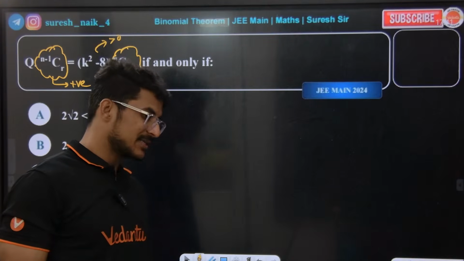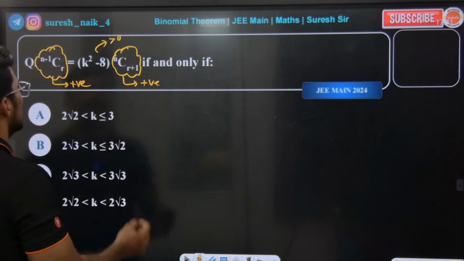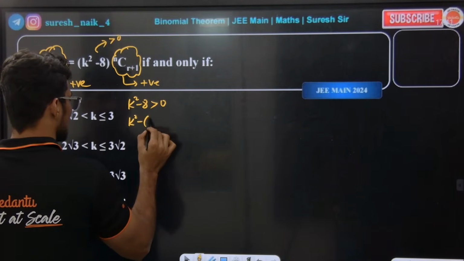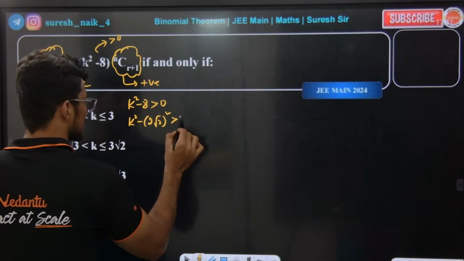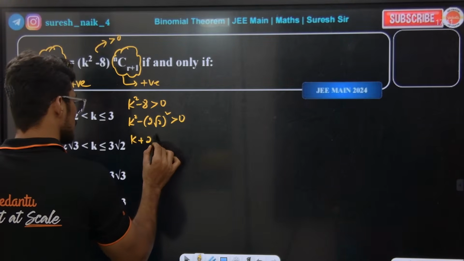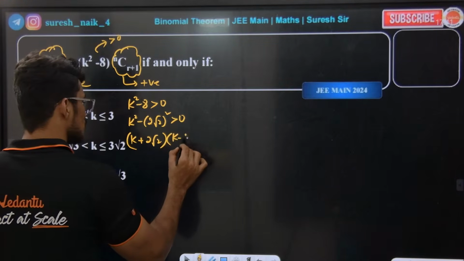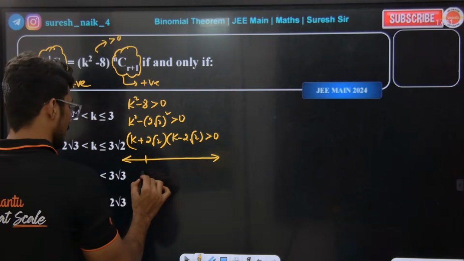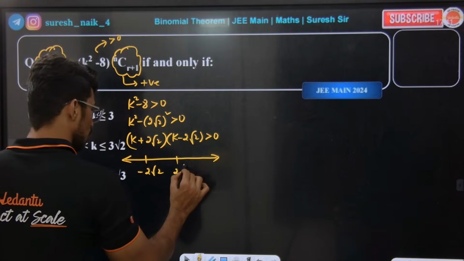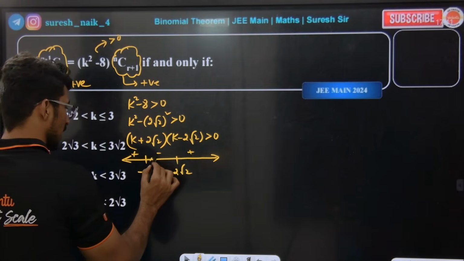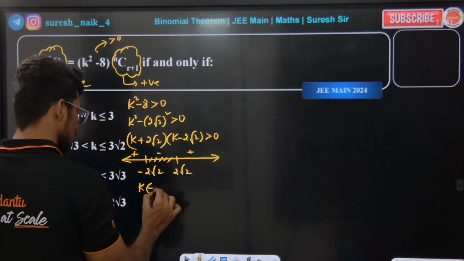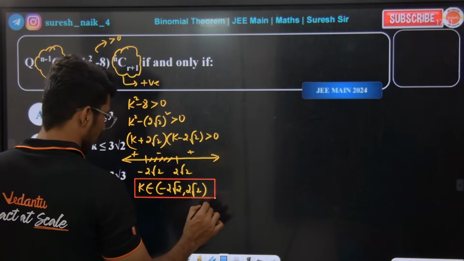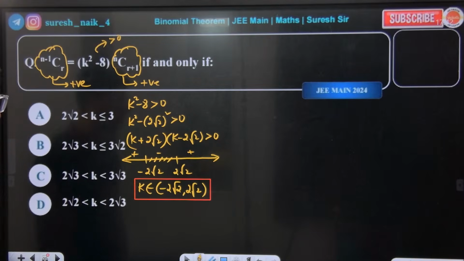And K square minus 8 should be positive, 100% correct. So K square minus 8 should definitely be positive. Can I write this as K square minus (2 root 2) whole square greater than 0? So (K plus 2 root 2) into (K minus 2 root 2) is greater than 0, sir. I am applying the wavy curve method. Applying it, minus 2 root 2 here, 2 root 2 here, plus minus plus. In the negative region, K belongs to minus 2 root 2 to 2 root 2. This is the region of K. Understood everyone? 100% yes sir.